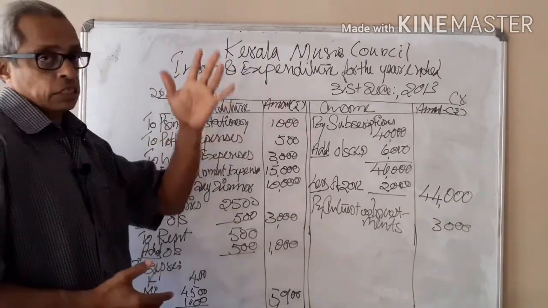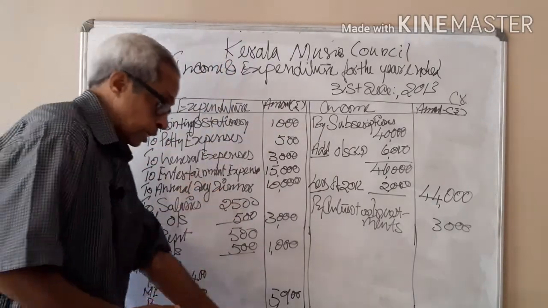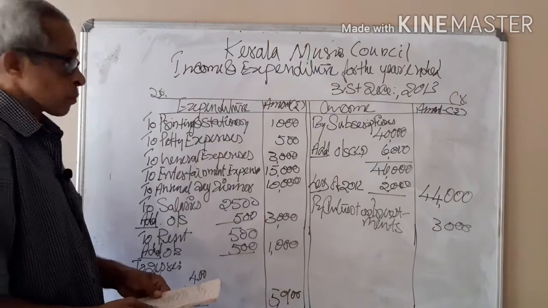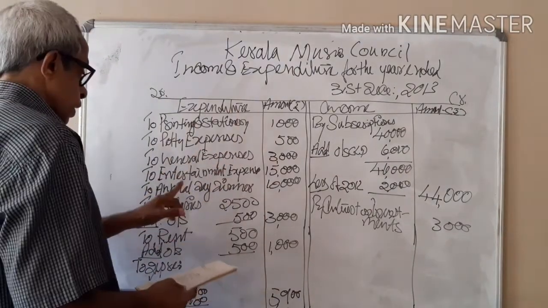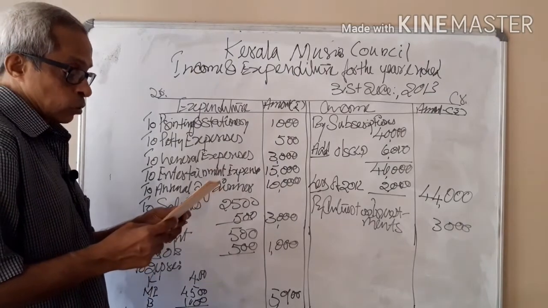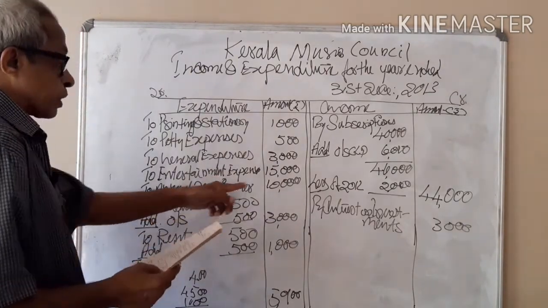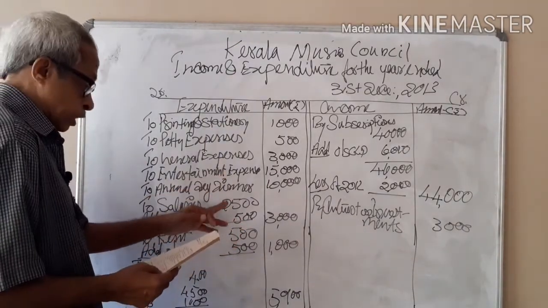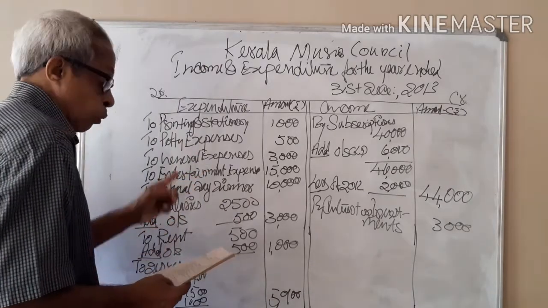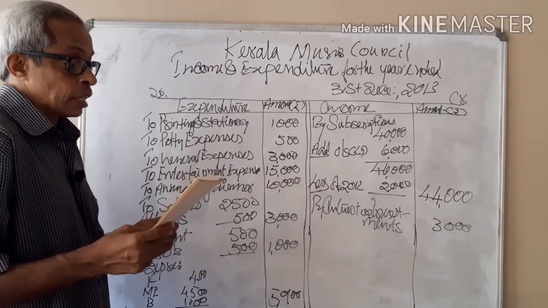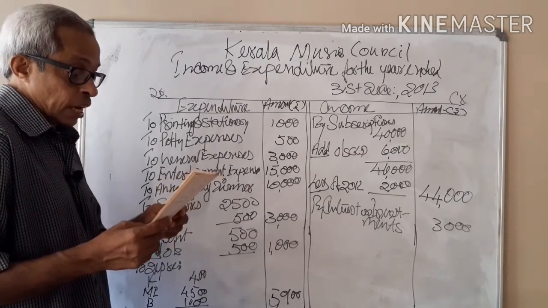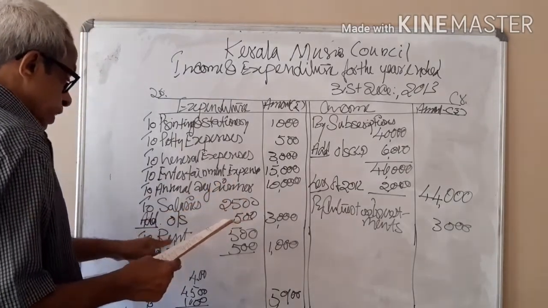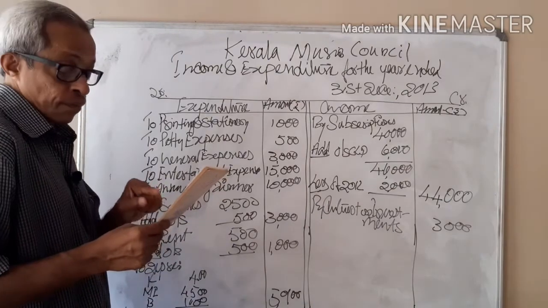First is printing and stationery, that is 1,000, as given in the question. Next is petty expenses. Next is general expenses. Next is entertainment expenses, that is 15,000. Then annual day dinner, that is 10,000. Then salaries paid during the year, that is 2,500, and the outstanding figure of salary given in the adjustments as the last item, that is 500. Then rent, the actual rent is 500.